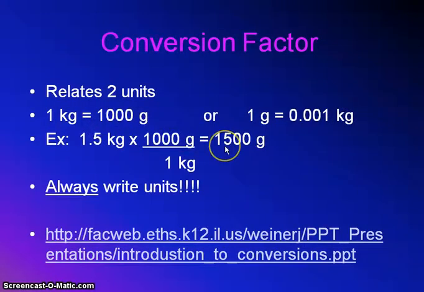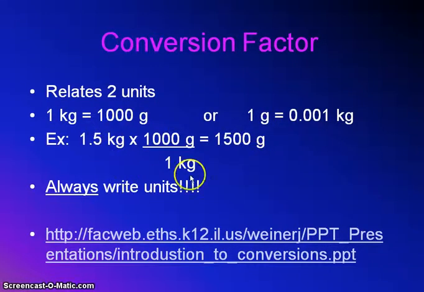Now, if I'm setting up my problem and showing my work, I would always begin my problem with the given information, the 1.5 kilograms. Then you multiply that by your conversion factor. Now, in this situation, we want to cancel out kilograms and convert into grams. So the 1 kilogram portion is going to go on the bottom of our fraction here. And on the top is going to be the 1,000 grams. That way, when you multiply the 1.5 kilograms times 1,000 grams and divide by 1 kilogram, your kilogram units will cancel out and your final value will be given in grams.